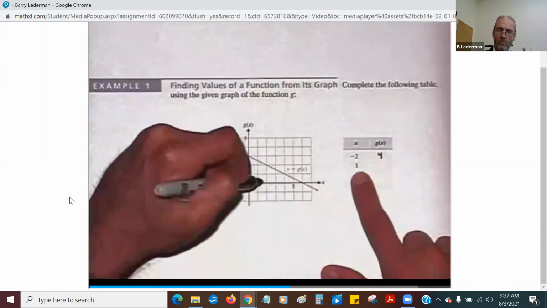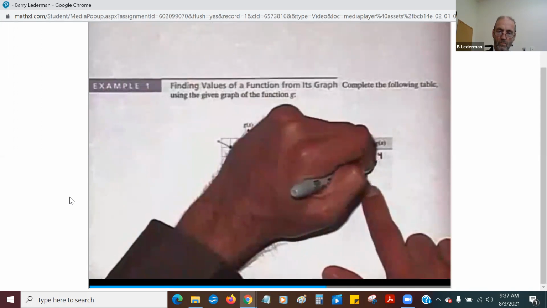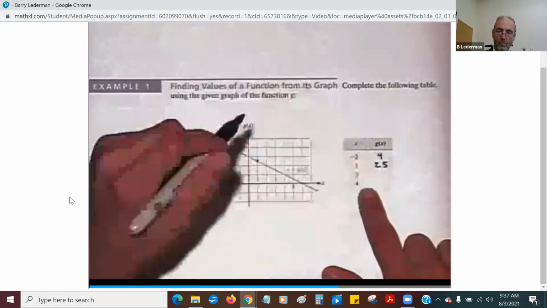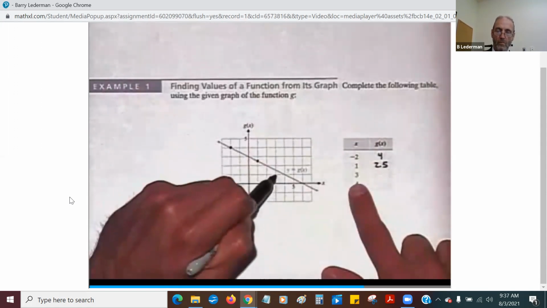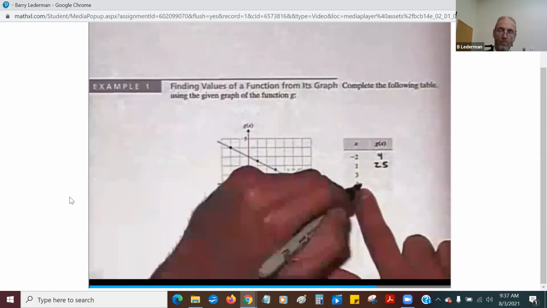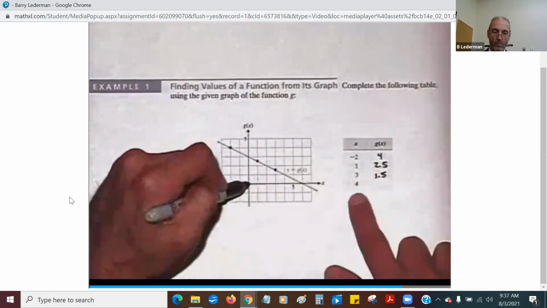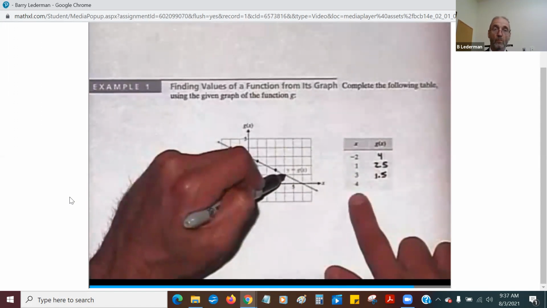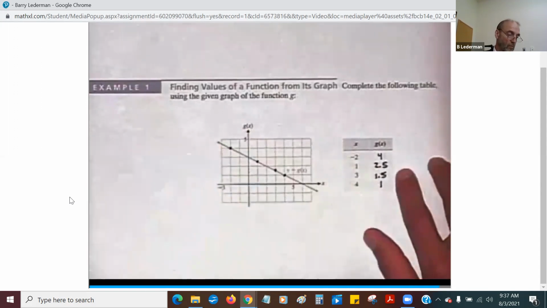I do the same thing for 1. So at 1, I'm up at 1, 2, about 2.5. So I'm going to say 2.5. And then at 3, I go out 1, 2, 3 on my x-axis. I go up 1. It's about 1.5. And then finally, to figure out what's happening at 4, I go out 4, and it appears that my function passes through at 1. So now I've completed the table using the graph of the function.